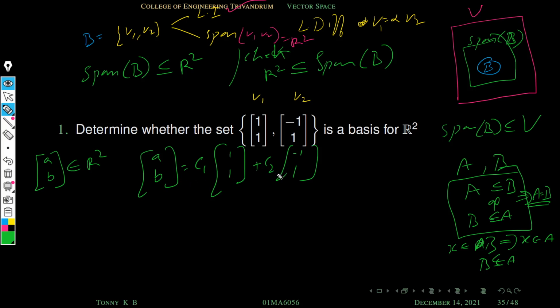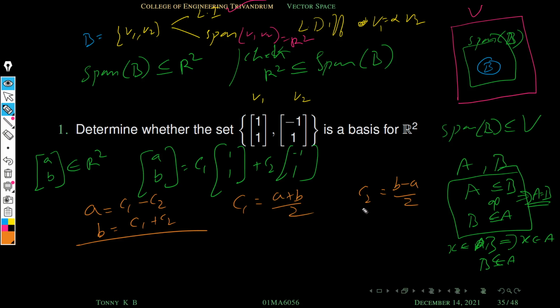So what is the system? This is our system of equations: a = c1 - c2 and b = c1 + c2. You can easily solve for these two. That gives c1 and c2. So c1 is (a + b)/2 and c2 equals (b - a)/2. That means this system is consistent. That means this (a, b), arbitrary from R square, and so every vector in R2 can be written as a linear combination of these two vectors. That means every vector in R2 belongs to span of B. So as a conclusion, R2 is a subset of span of B.